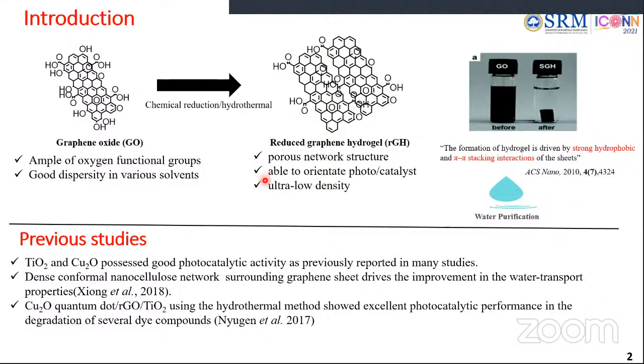So in previous studies, we found that these two materials here, the titanium dioxide and cuprous oxide, they are actually good photocatalytic, they possess good photocatalytic activity.